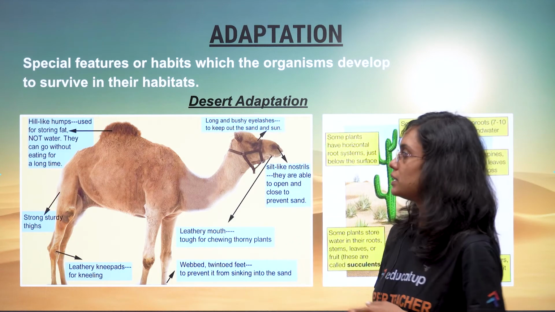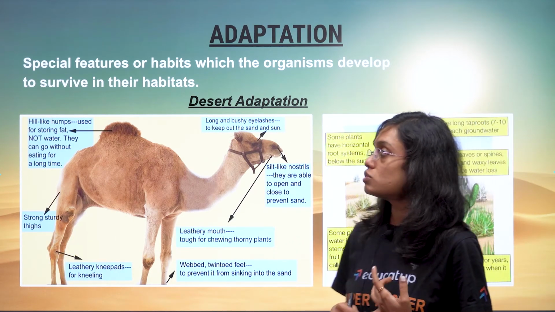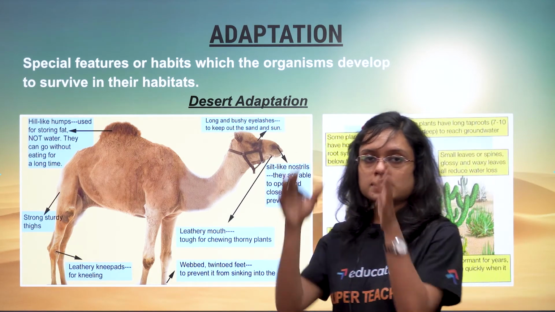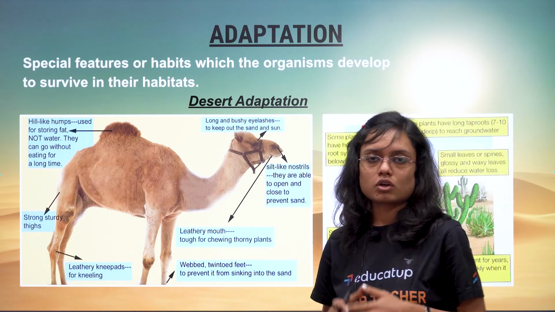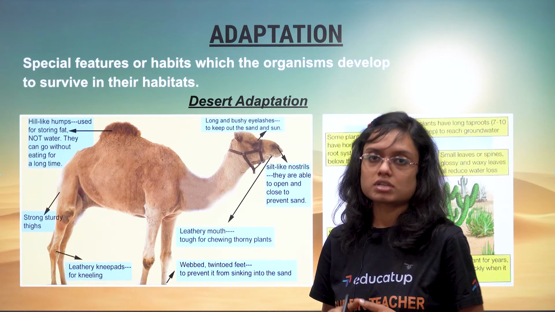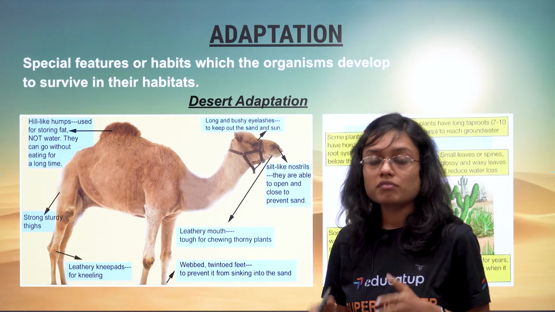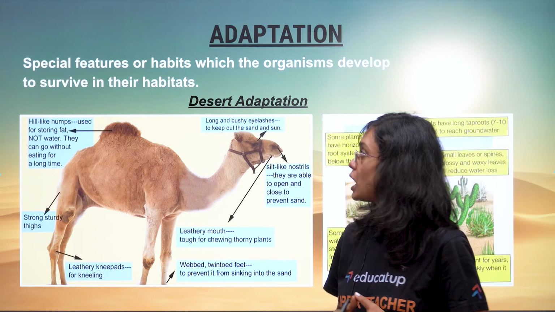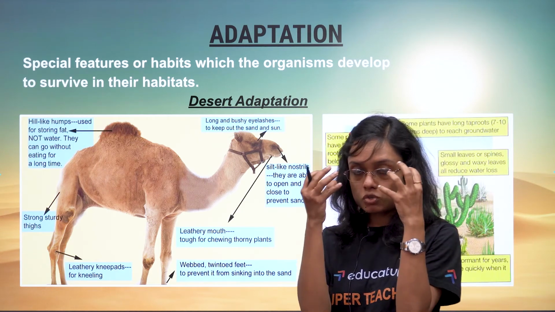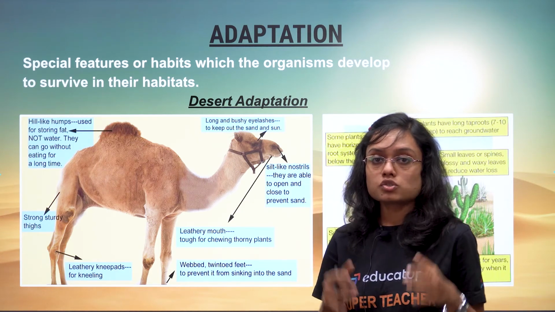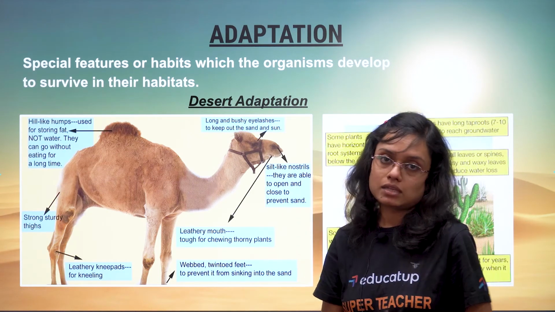Like for example, hill-like humps used for storing fat. You know that there is a hump on the body of the camel, in which it stores a lot of fat, food or nutrition for itself, so that it can survive without eating for many days. Other than that, it has long and bushy eyelashes. जो पलके होती हैं वो बहुत लंबी होती हैं, so that the sand does not go inside its eyes.